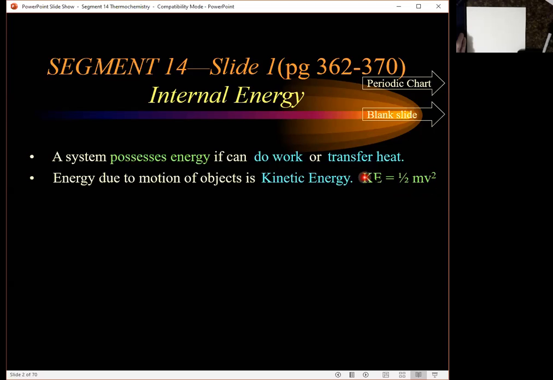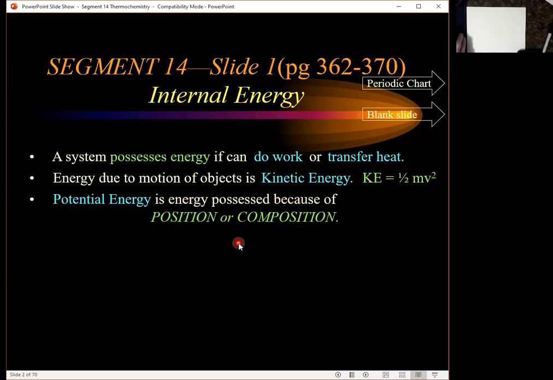So the energy unit is 1/2 times kilograms, meters squared per second squared. And that we're calling joules. Now, potential energy is another type of energy that a system could possess. It can have energy because of its position or composition.